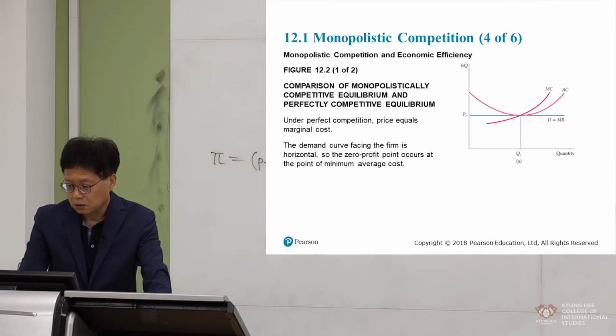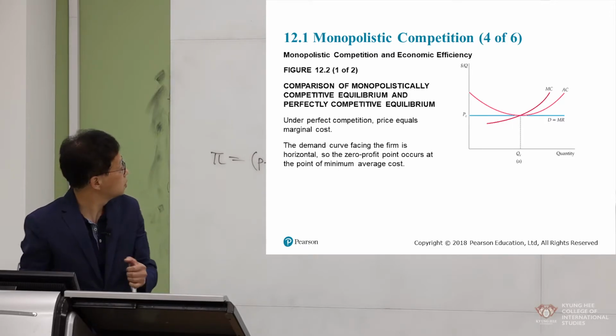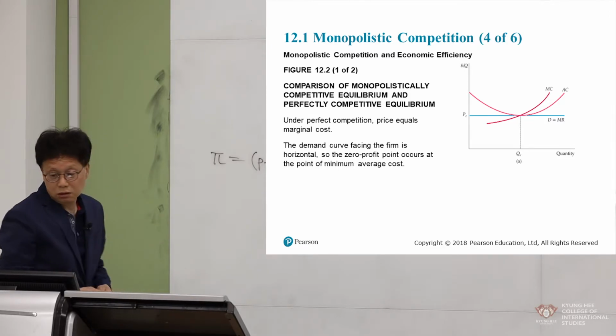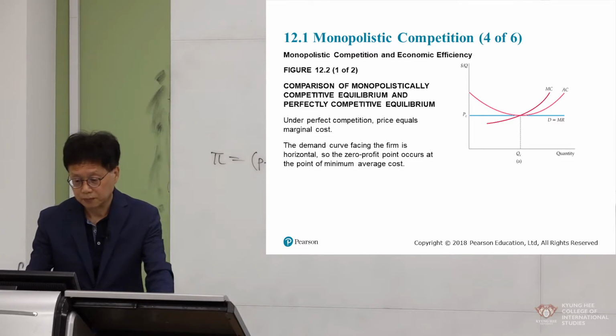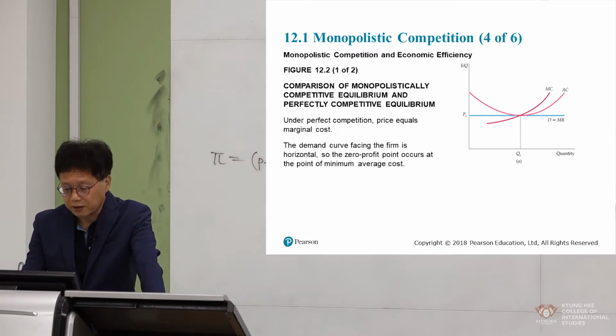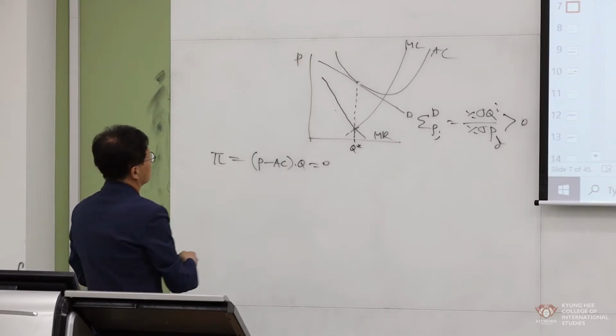Figure 12.2. Comparison of monopolistic competitive equilibrium and perfectly competitive equilibrium. Under perfect competition, price equals marginal cost, right? The demand curve facing the firm is horizontal, as I said before. So the zero profit point occurs at the point of minimum average cost, right?